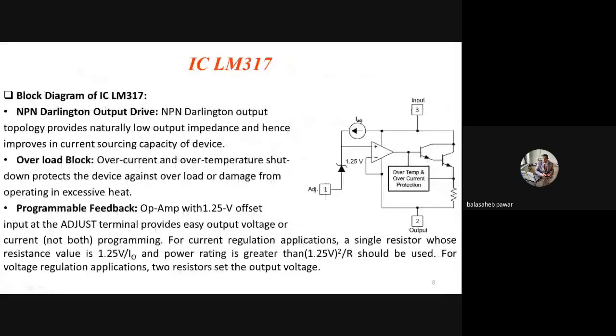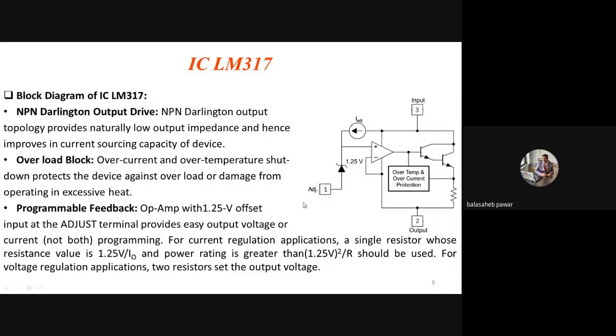Now about its block diagram, what is there inside this IC? Such a question may get asked: draw and explain the block diagram of LM317. So you have to draw this simple block diagram. There is one op-amp, its non-inverting terminal, the positive terminal, is connected to the reference voltage generated by the Zener diode. This is the symbol of the Zener diode. That Zener diode is connected to pin number 1, and hence pin number 1 is known as the adjustable pin.